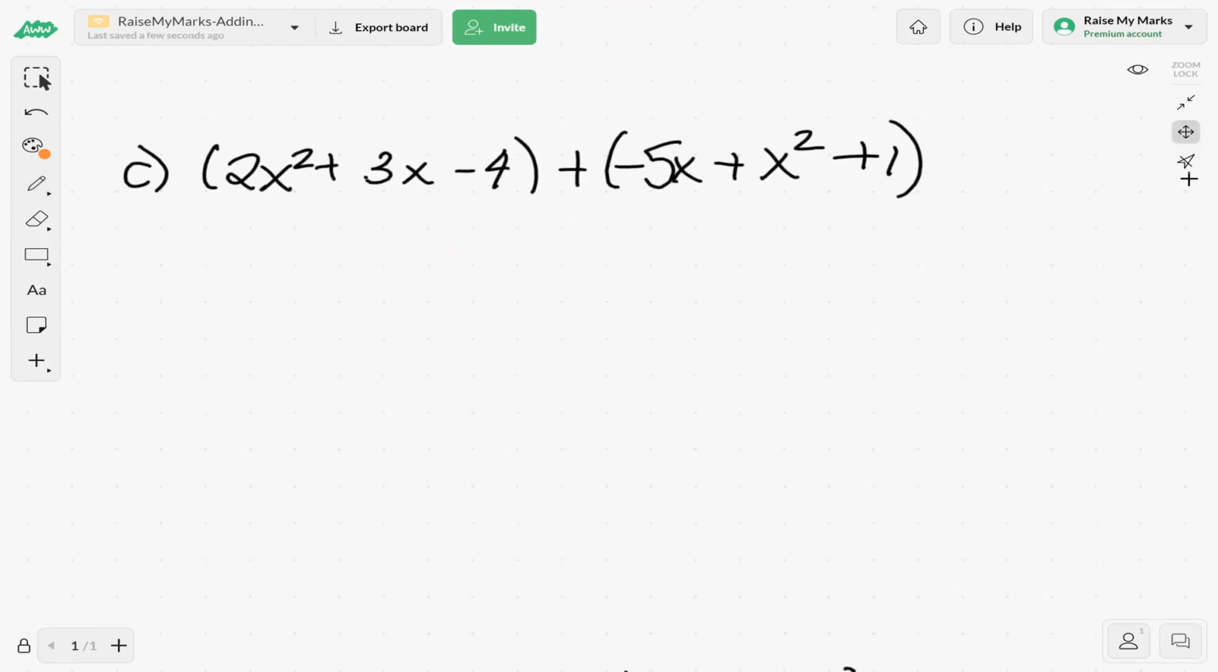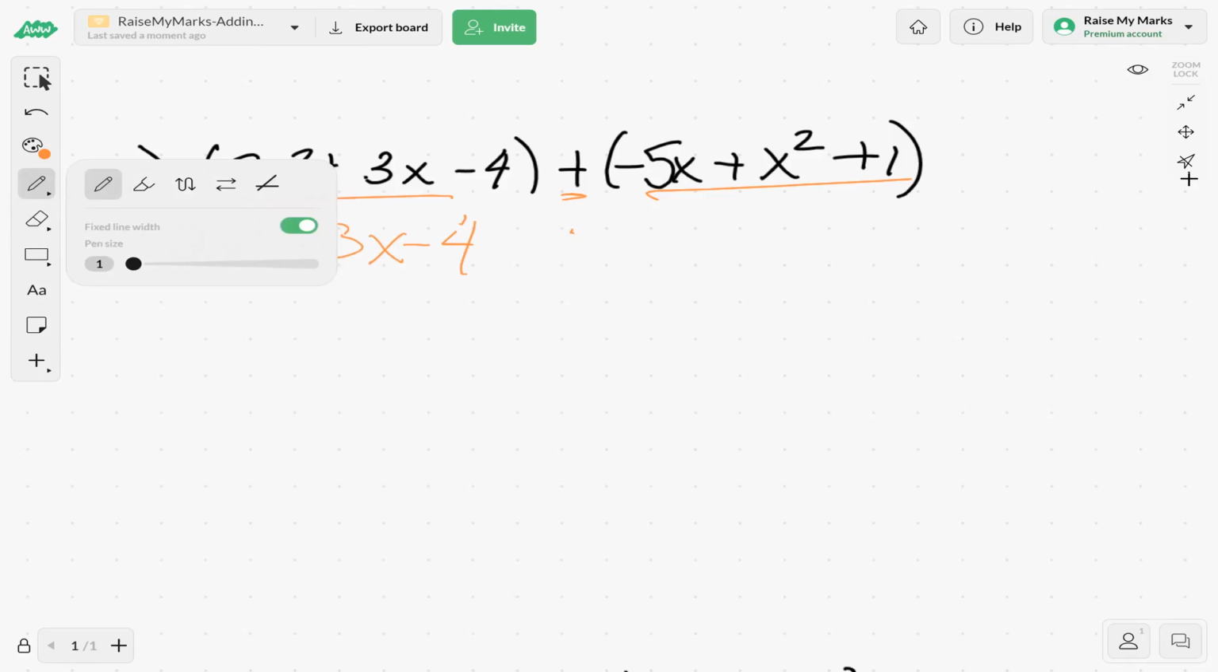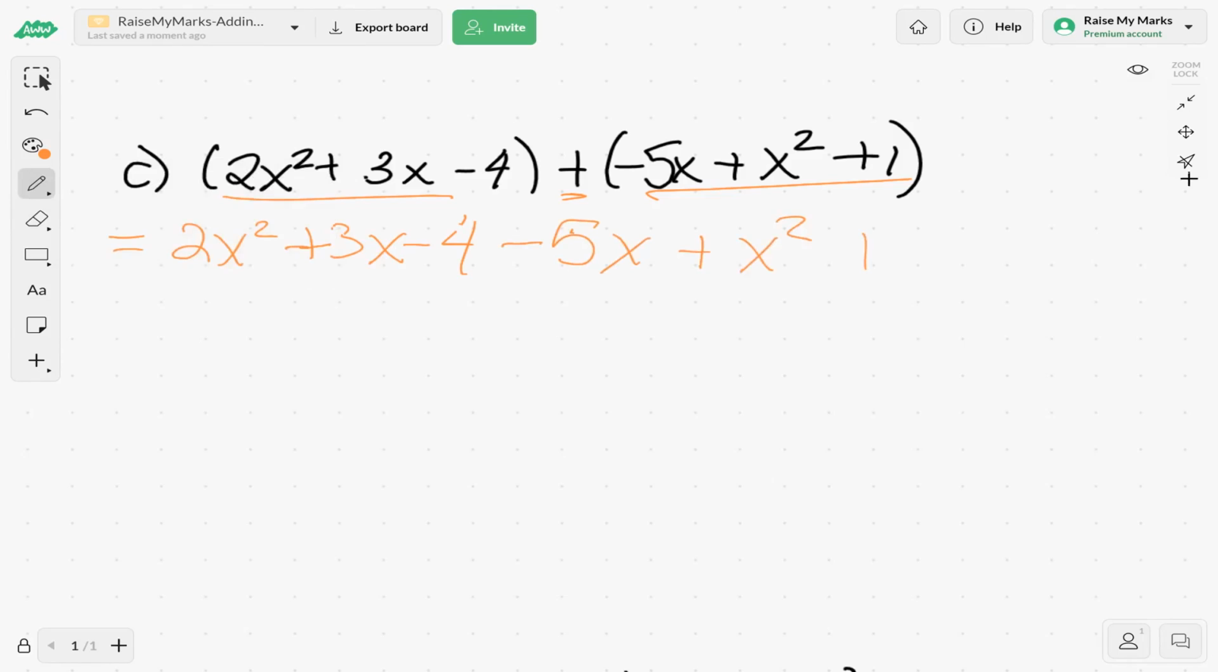All right, let's look at the next one. So here we have two polynomials, and we're adding them together. So our first polynomial is 2x squared plus 3x minus 4. Our second is negative 5x plus x squared plus 1. Again, let's expand everything out. So we have 2x squared plus 3x minus 4. And then we have a positive 1 in front of our second polynomial, so we'll multiply that in. So positive 1 times negative 5 is negative 5x, and plus x squared plus 1.